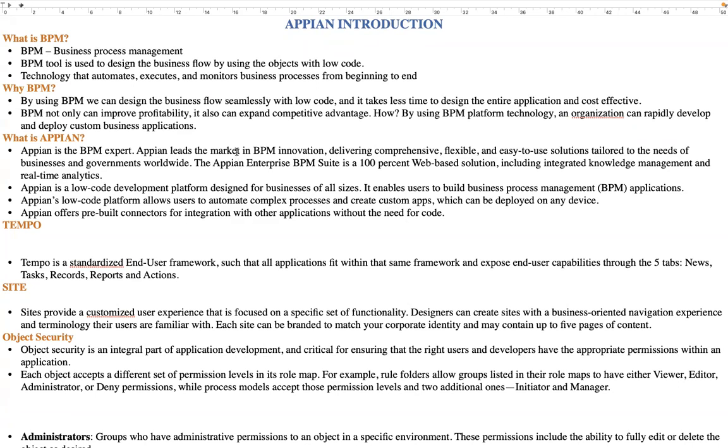Currently Appian stands second, because last year Appian was the number one technology in BPM, but now Pega has taken over the first place and Appian is second. It is not really a ranking, they are both at the same level. In the market, both have the same demand, and if you learn these technologies, you get the same kind of package.